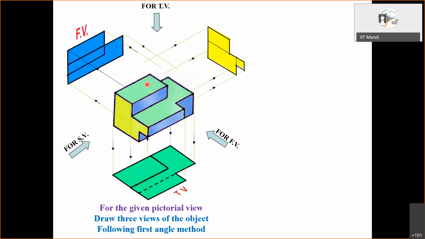Okay, so that edge is marked here with the dashed line. Then I keep the pointer here, and then I move vertically downward. Because this protruded part is there, corresponding to this, we'll have one edge here. So that again is marked at this location. This way we get the side view.